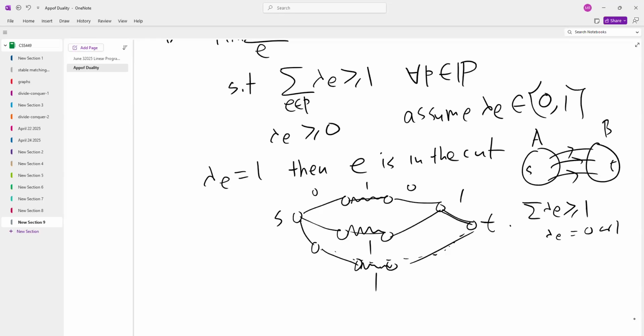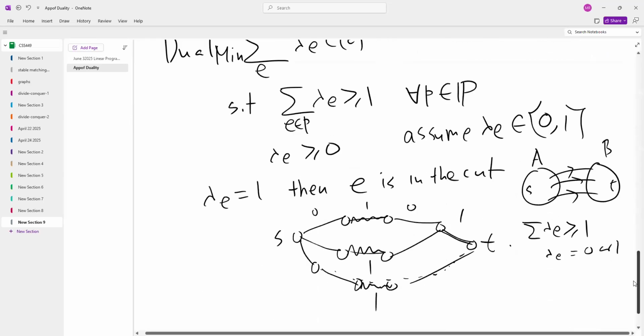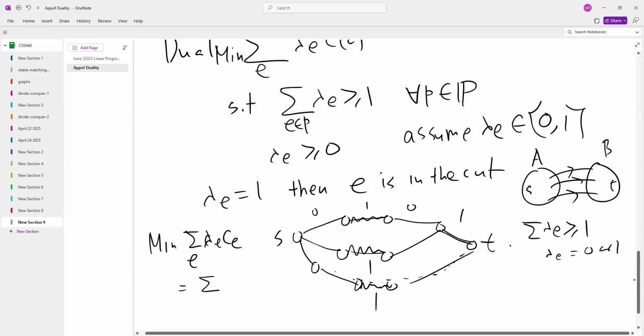And then what is our objective function? It's to minimize the sum over all edges of lambda e times c e. And we know that lambda e is either 0 or 1. If it's 0, then it doesn't contribute. So this is going to be a sum over all e such that lambda of e equals 1 of c e.